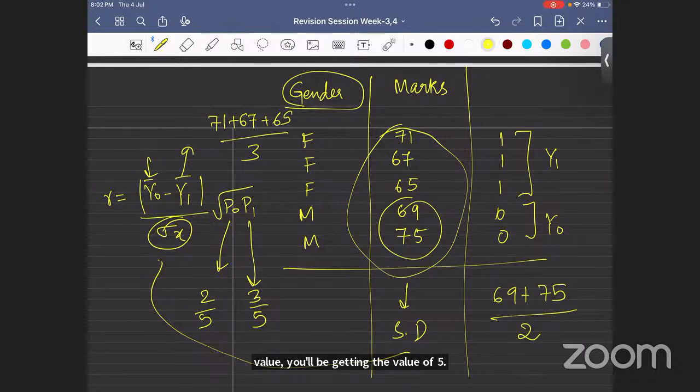Yes. Sir, I have a doubt. Please repeat it. Sir, I have a doubt regarding standard deviation. What is that doubt? How is standard deviation affected by outliers?